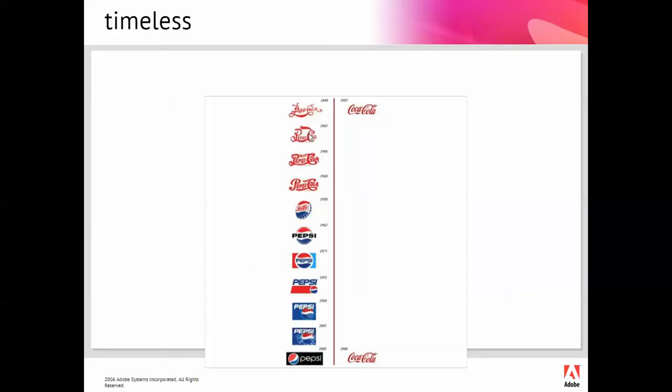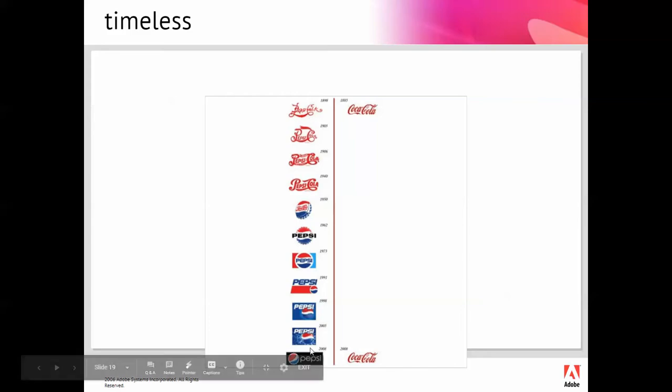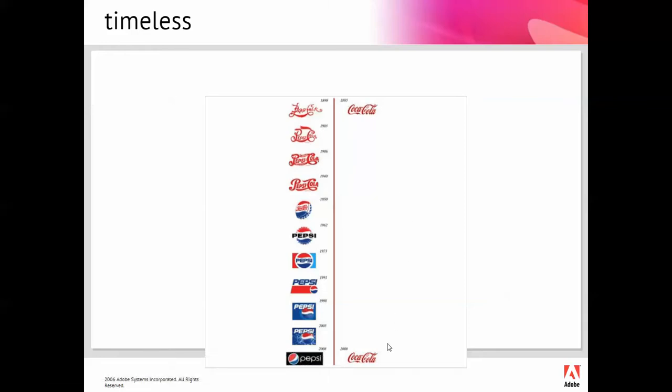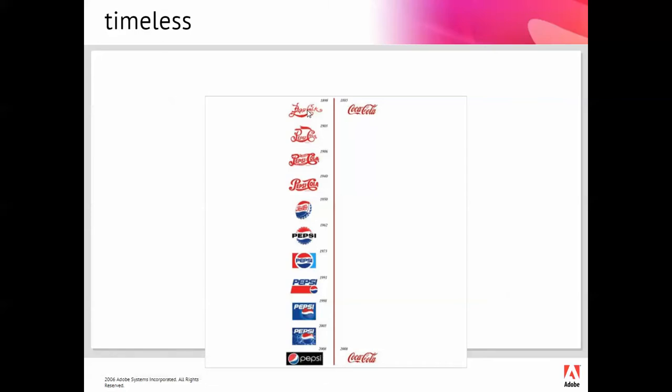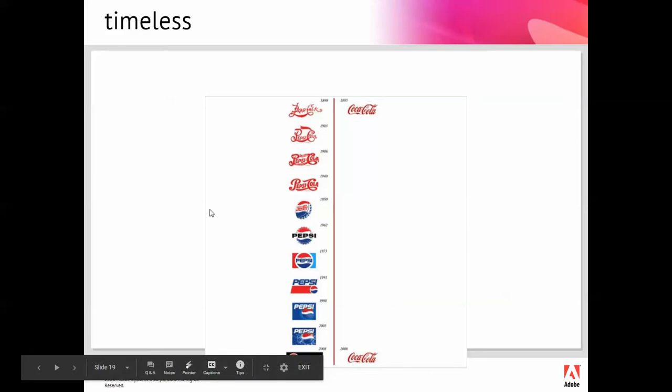Here's an example of not being timeless. These are the Pepsi logos over the years, and it's totally different now. If you look at the Coca-Cola logo, it's been the same for 100 years plus. So does that mean the Pepsi logo is bad? Not necessarily, but it's nice that if you saw some old stuff from Pepsi, you wouldn't even recognize it as Pepsi at first unless you read it. But the Coca-Cola stuff, it's timeless.